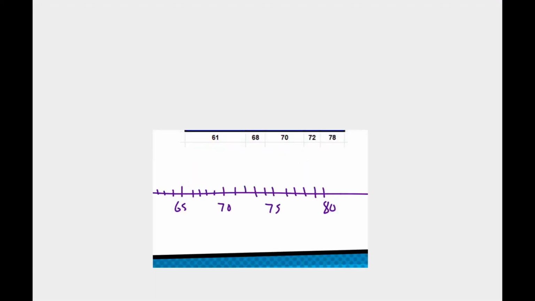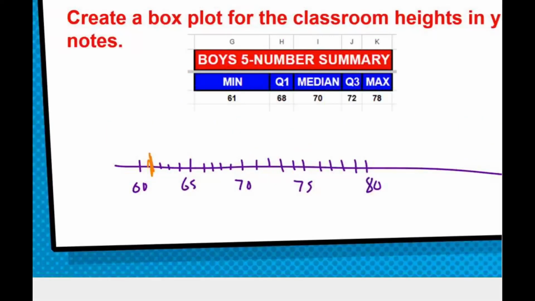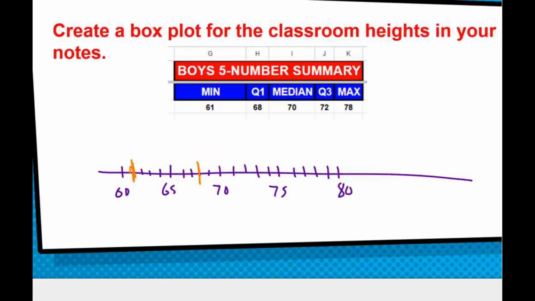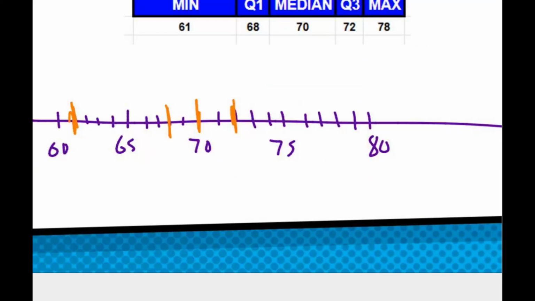Okay. So now looking at my 5-number summary, I just want something to fit in this range, so I don't have to start at 0 and go all the way up. My Q0, my minimum, is 61. My Q1 is 68. My median is 70. Q3 is 72, and then the max is 78.